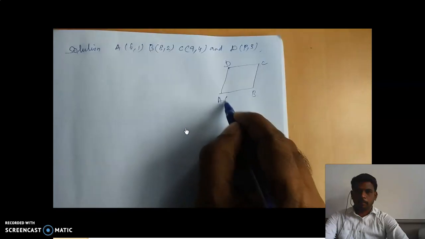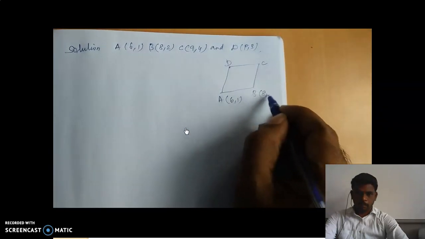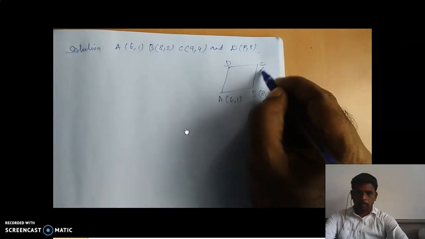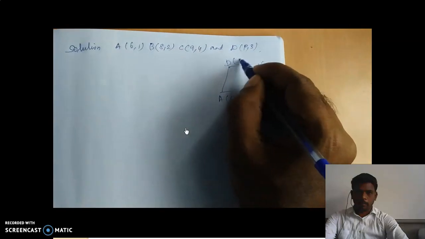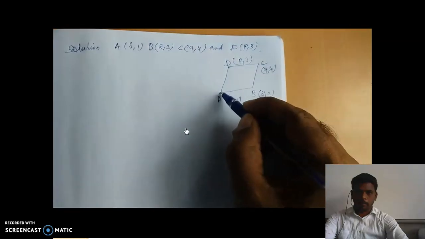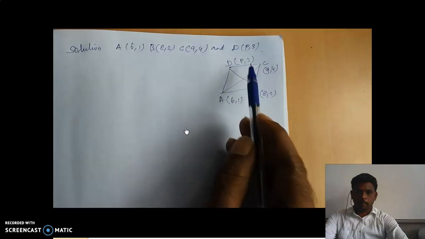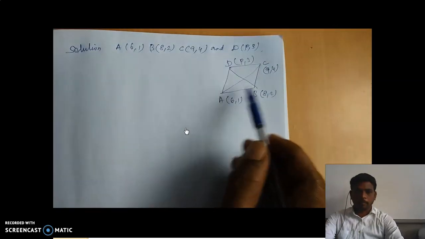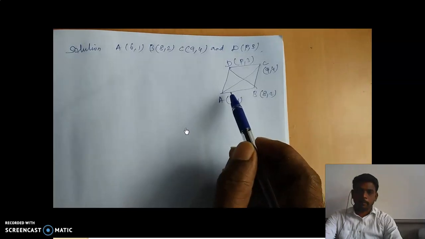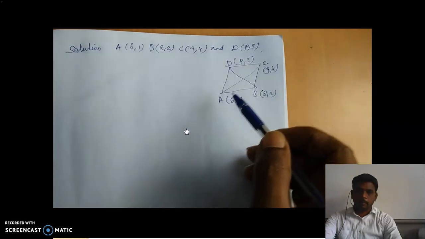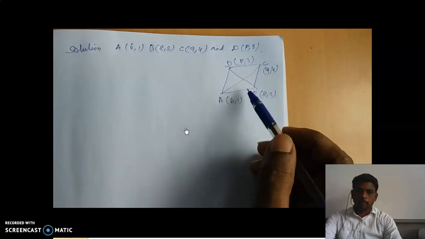What is A? A is 6, 1 and B is 8, 2, C is 9, 4 and D is P, 3. So these two are diagonals. Now we are going to find out the unknown value P only here. So how can we do it? Here it is given as a parallelogram. So what is the property of the parallelogram? That is the diagonal property of the parallelogram.